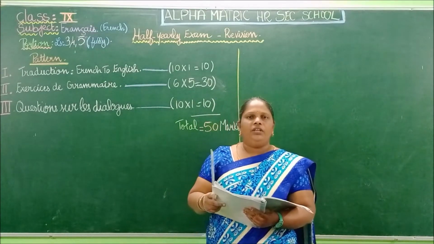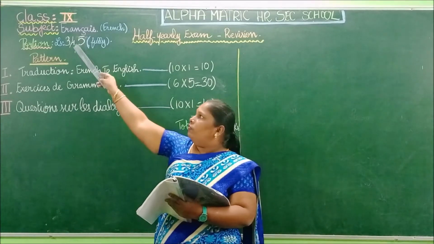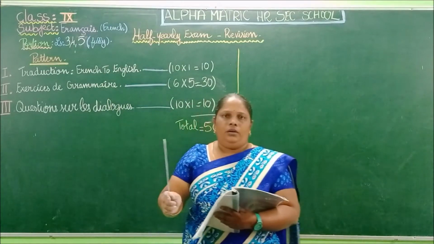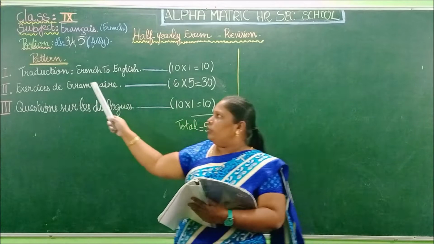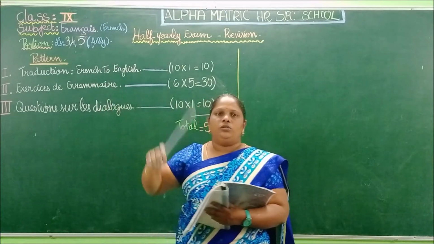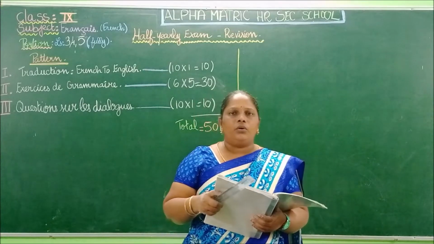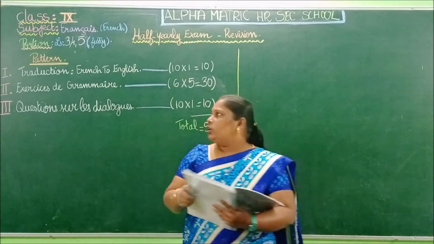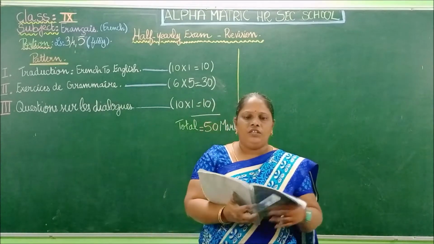Okay, so you have the translation of this exercise, lesson 3, 4, 5. You have any one, so that will be for 10 marks. You are going to write French to English. You have your French translation in your question paper, then you are going to write in English. So next you have grammar exercise of these lessons.